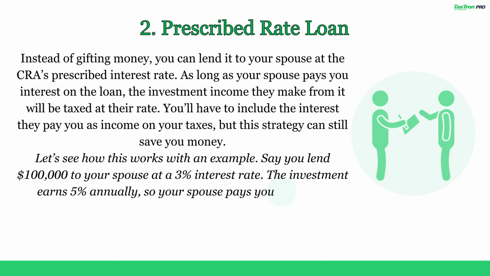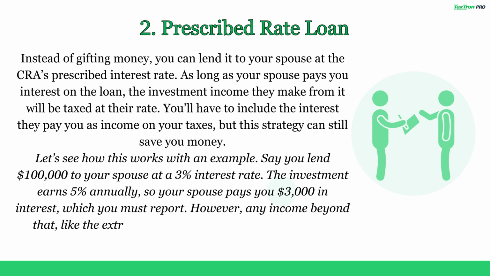Let's see how this works. For example, you lend $100,000 to your spouse at a 3% interest rate. The investment earns 5% annually, so your spouse pays you $3,000 in interest, which you must report. However, any income beyond that, like the extra 2% or $2,000, is taxed in their hands.